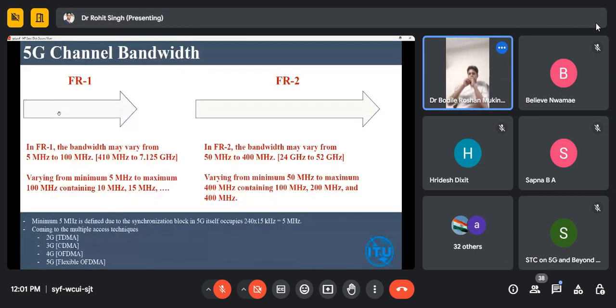Now coming to the channel bandwidth. What are the channel bandwidths available? As in the case of FR1, frequency range 1, lower frequency bands are allocated here. Therefore, the bandwidth availability is also lower. So within the FR1, we can have a bandwidth from 5 megahertz to 100 megahertz. And in case of FR2, we can have a bandwidth of 50 megahertz to 400 megahertz. So within 5 to 100 megahertz, we can have 5, 10, 15, 20, 25, and so on. And within FR2, we can have 50, 100, 200, 400.